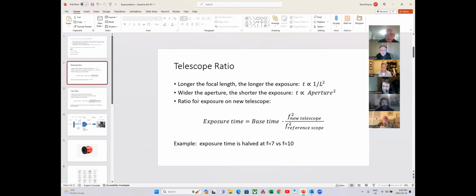But this would at least hold your camera constant, right? In a sense, right? If you're using the same camera across two telescopes, I'm assuming you could use this. Yeah. Okay. So for example, if you're going to an F10 scope from an F7, you need to double your exposure times. It's 10 squared over 7 squared, which is about 2.